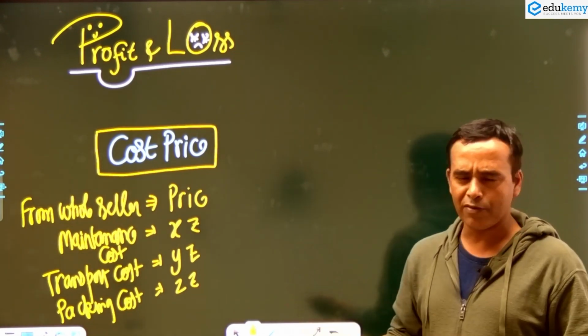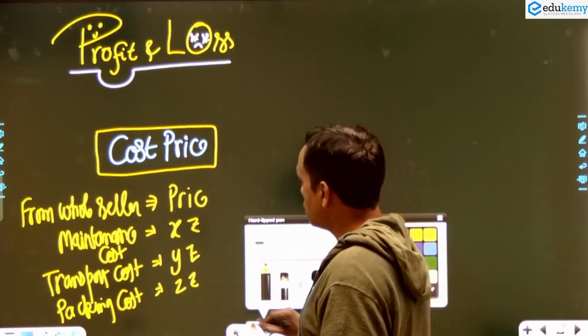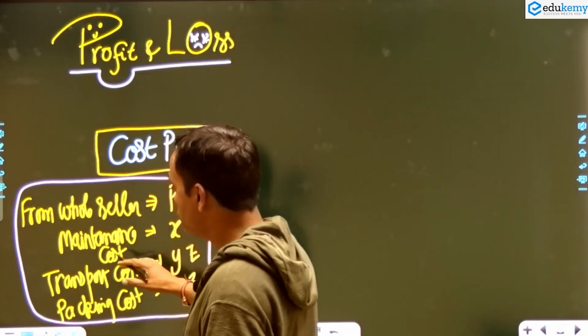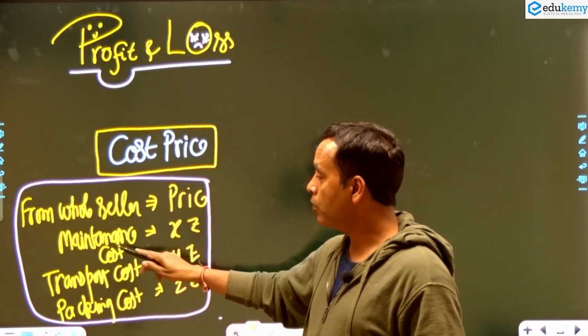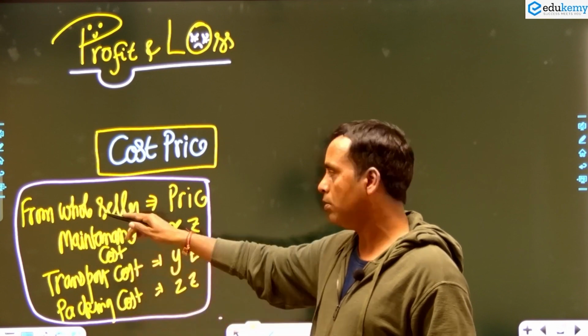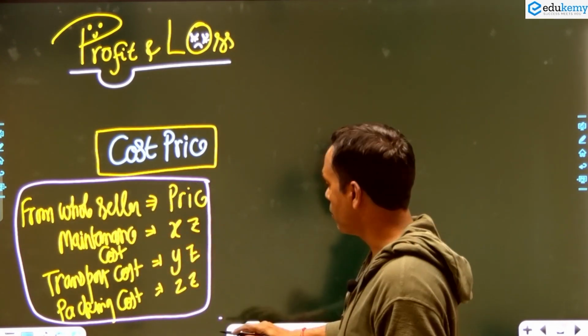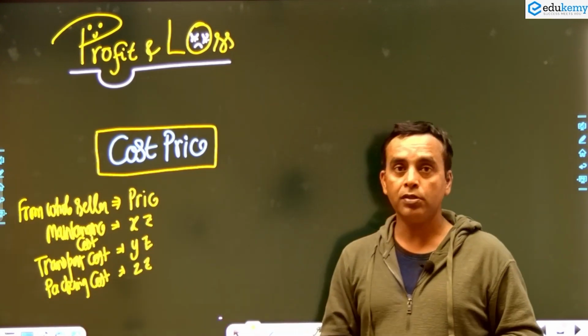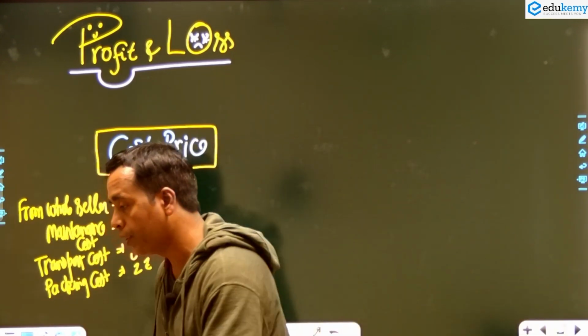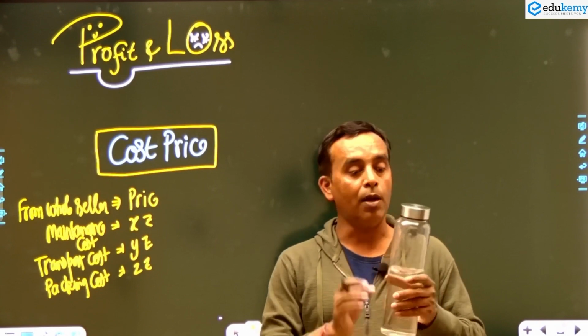Very simple. Cost price everybody knows, है ना. So cost price includes all these prices. It is not necessary you will always get all prices, and sometimes you will not get the maintenance, transport, packing. Then the price at which you purchase from the wholesaler is your cost price. No problem. ठीक है.